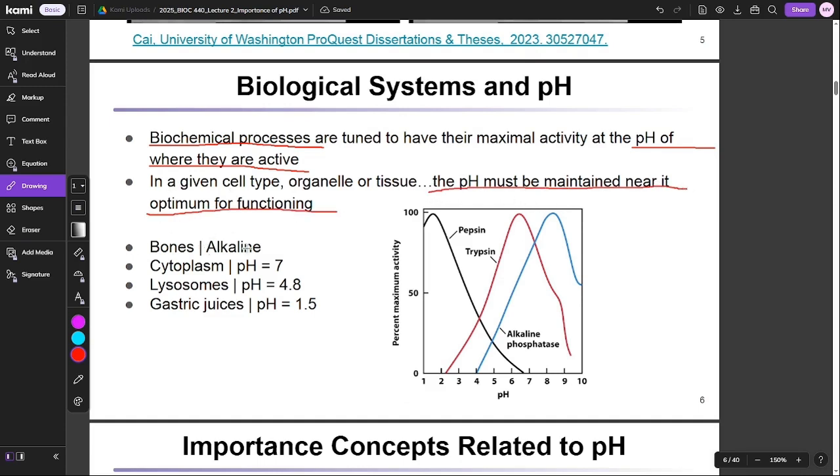And so you can see here are some examples. Bones are basic, cytoplasm is pH 7, lysosomes need to be acidic to break down things, and then gastric juices. Gastric is the stomach, pH 1.5. And here are some examples of activity curves. You can see that alkaline phosphatase is good at around pH 8.5-ish maybe. Trypsin is better at around 6.5 to 7-ish. And then pepsin, like we talked about, is around 1.5 to 2.